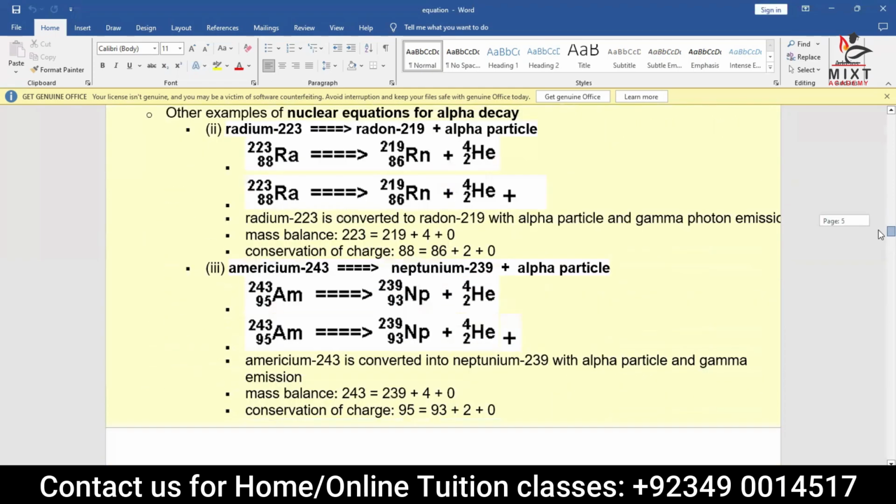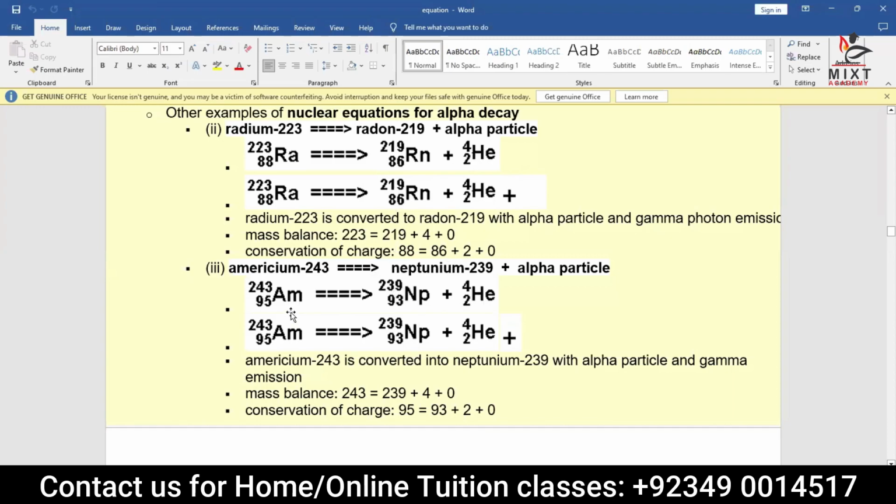Okay, now there are further equations in here, and I want you to write this equation as well. Radium 223, 88 will convert into radon 86, 219 along with helium. And the second one, here's another example: americium is converted into neptunium along with the alpha decay.